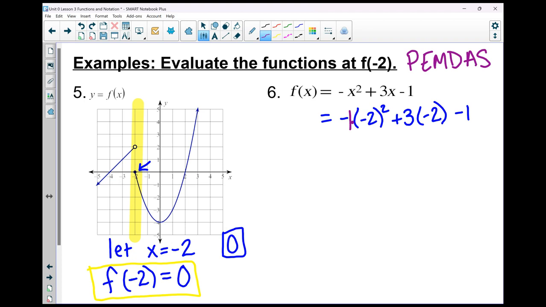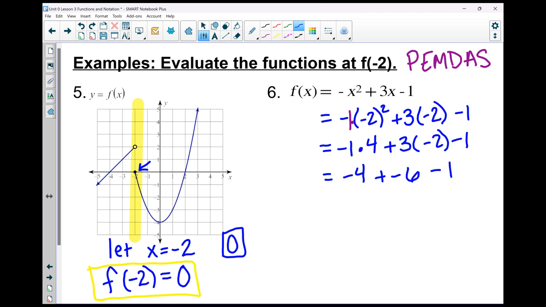So parentheses are simplified. Next is exponents. I have a squared that I need to work with first. -2 squared is +4. So I'm going to write that as a multiplication statement here. That is my only exponent in that problem. Multiplication and division, we work from left to right. I do have -1 times 4, which is -4. And I also have 3 times -2, which is -6. Copy the -1 because I haven't touched it. And then I add and subtract from left to right. So -4 minus 6 is -10, minus 1 is -11. So here, our output is -11.